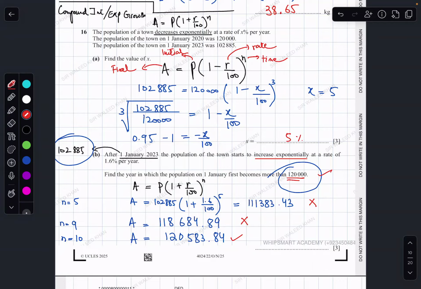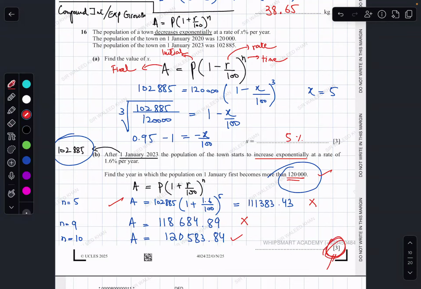10. Sir, 10. If the answer is coming as 10 in the exam, can we only write 10's working instead of showing different ones? Yes, children, just show one step and the rest you can just keep on using your calculator and just write A is equal to this for number of years this. Got it? Okay.